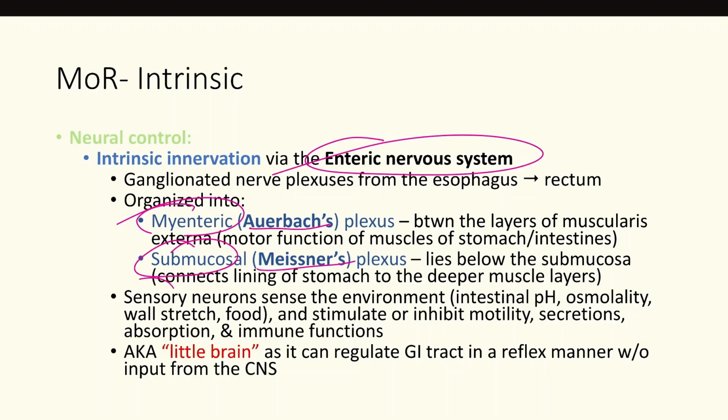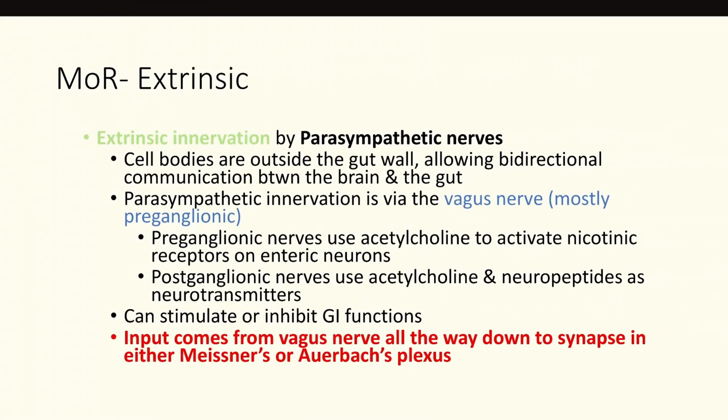We do have some sensory neurons here as well. If you ever feel distended or bloated after eating something, it is those sensory neurons that sense that, stimulate or inhibit motility, secretions, absorption, and immune functions. Again, this is our little brain or the gut brain, where it can regulate itself without having to involve the central nervous system.